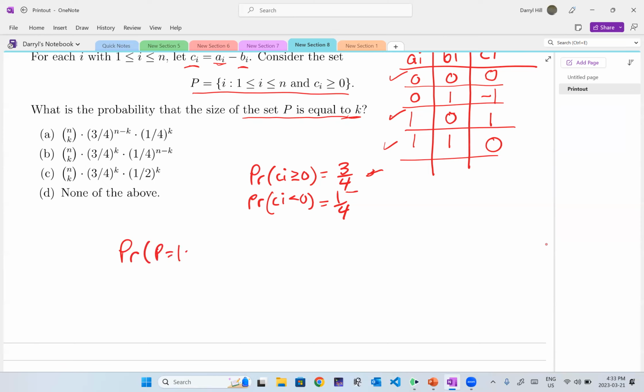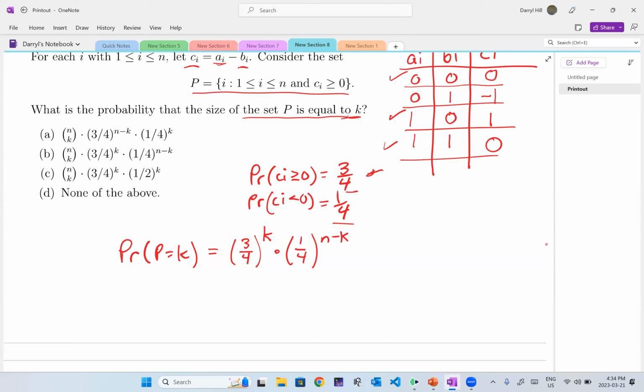Let's just write it like this. So I have, with probability 3/4, CI is greater than or equal to 0, and there's K of those. Right, so that's simply the product rule, or well, they're independent, so I'm going to multiply them together. In some sense, those are equivalent statements. And then if I have K that are greater than or equal to 0, I have N minus K that are less than 0, and those come up with probability 1/4. That's for a given string.